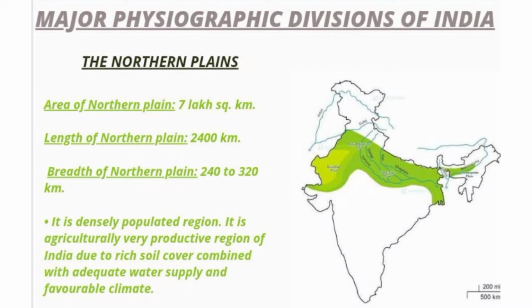Area of northern plain is 7 lakh square kilometer. Length of northern plain is 2400 kilometer. Breadth of northern plain is 240 to 320 kilometer. It is a densely populated region. It is agriculturally very productive region of India due to rich soil cover combined with adequate water supply and favorable climate.